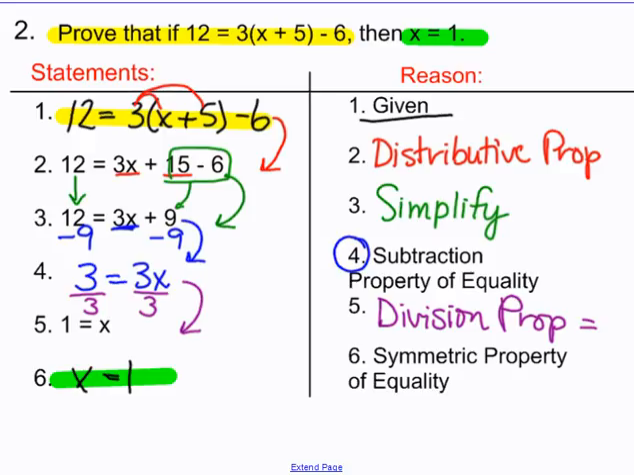And then finally, the last step, we changed it from 1 equals x to x equals 1. And that, my friends, is the symmetric property of equality. So that's your second proof.